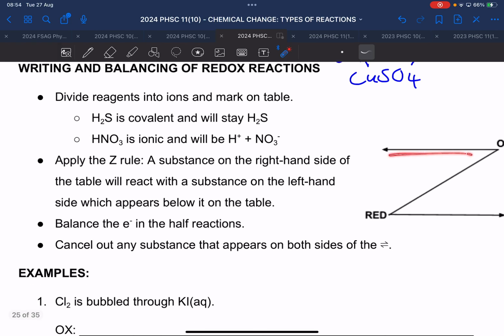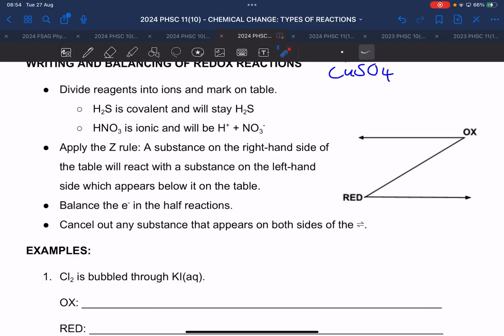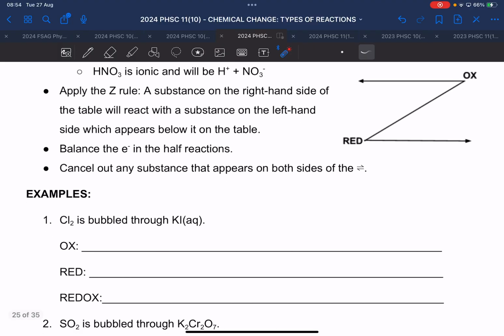Then we're going to draw a Z. Then we're going to balance the electrons. And then we're going to cancel everything out that we can to write a net reaction. But I know you don't take anything in that I say. We must do it, so let's do it.